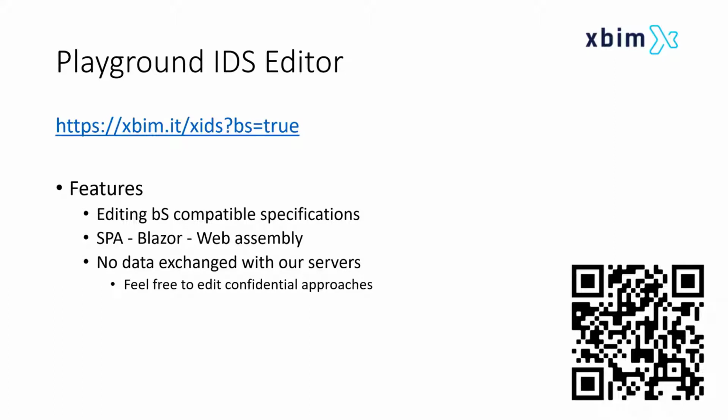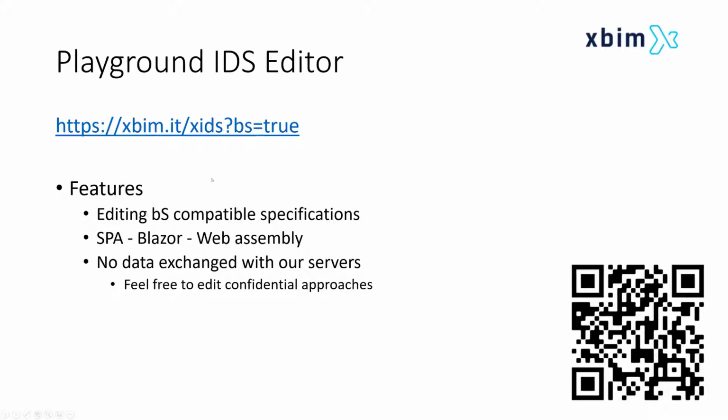But the large part of the demo that I wanted to go through was the IDS editor as a playground that we have made available online as well. This is the QR to get to it. Otherwise, you can go to xbeam.it/xids. A caveat, because as I said, we have extra features in our verification: if you only want to stick to the standard buildingSMART feature set, you just set BS equals true, and that keeps you on the buildingSMART compatibility form.